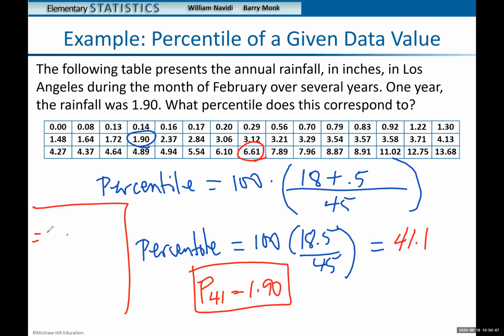It's going to be 100 times, you just have to count how many numbers are below 6.61. Is it 37? 37 plus 0.5, so that is 37.5, divided by 45. And answer? 83.3. 83.3, round off. So this is going to be P83 is equal to 6.62.